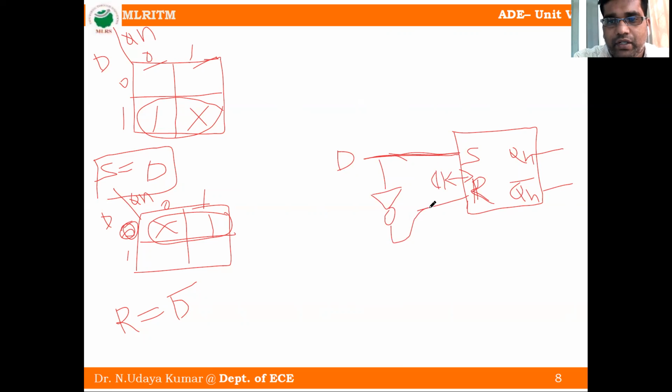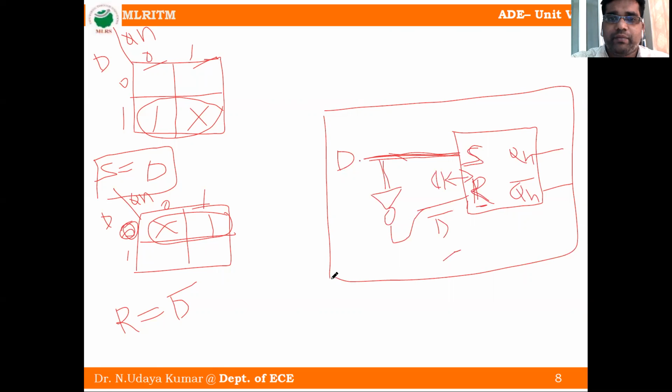Now this is the implementation of the SR flip-flop to D flip-flop. S is equal to D, we are giving whatever the D is to S. Here R means D bar. So D is inverted, then we will get D bar. So R is equal to D bar. So this is the conversion from SR flip-flop to D flip-flop.